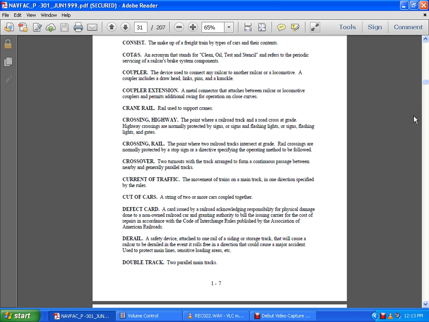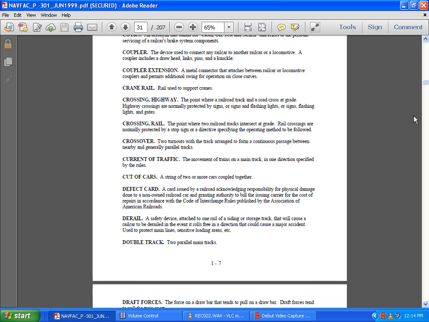coupled together. A defect card, a card that is used by a railroad acknowledging the responsibility of physical damage done to or not owned by the railroad, granting the authority to bill the issuing carrier for the cost of the repairs according to the Code of Interchange Rules published by the Association of American Railroads.